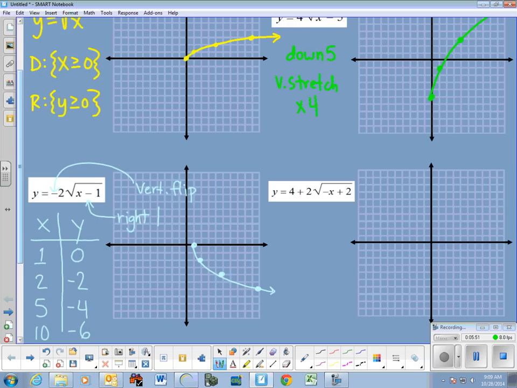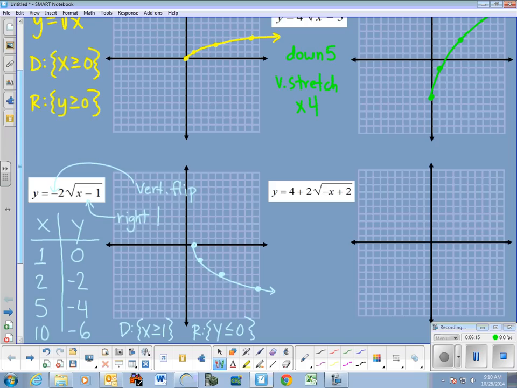Horizontal shifts go the opposite of the sign. So if you have x - 1, then it has to live at +1 or bigger. So our domain here is all x's that are allowed to be plugged in, which is x is greater than or equal to 1. Our range is all the y's that come from those, which is y is less than or equal to 0.